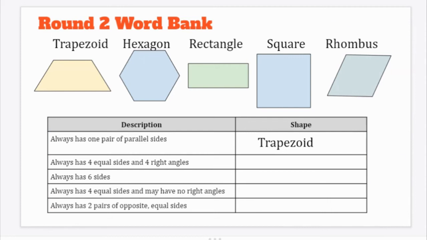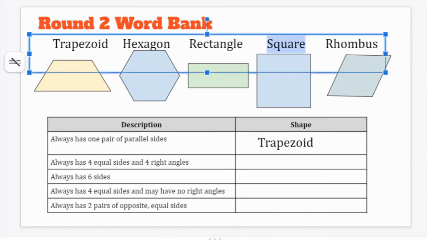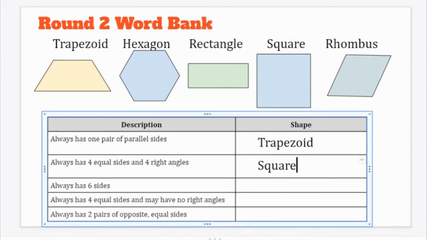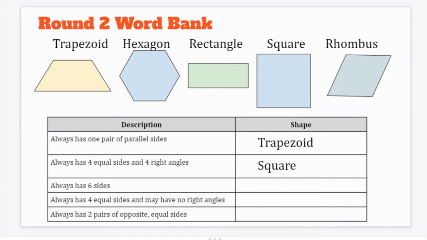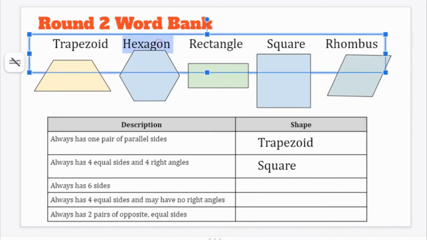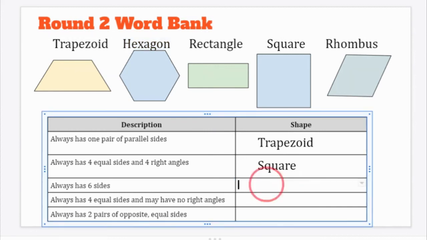Always has 4 equal sides and 4 right angles. Well, if it has 4 equal sides, it could be a square or a rhombus, but because it's saying 4 right angles, that makes it a, right, square. Always has 6 sides. Well, I'm left with hexagon, rectangle, and rhombus, and I know my rectangle and my rhombus are quadrilaterals, and it helps that I drew a picture of my hexagon because I can quickly see that it has 6 sides.